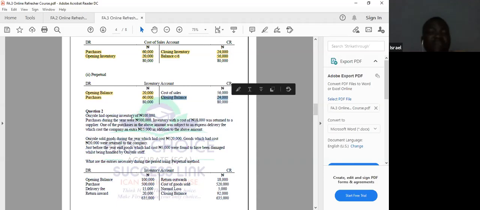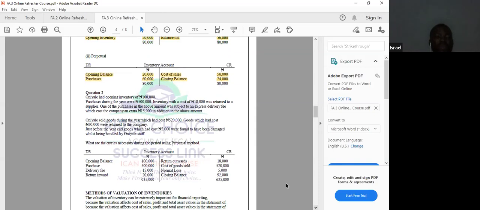Now, if I have 20,000 naira at the beginning and I purchased an additional 60,000 naira, it means the total inventory that I have for the year is 80,000. At the end of the year, I counted my stock and valued it at 24,000. There will now be 80,000 minus 24,000, which gives me the cost of sales for the year, and that is why we have 56 here. So what we have under the periodic is also the same thing that we have under the perpetual inventory system. These are the two methods of inventory system that we have to record them. Your organization can pick one and leave the other, or they can pick both.